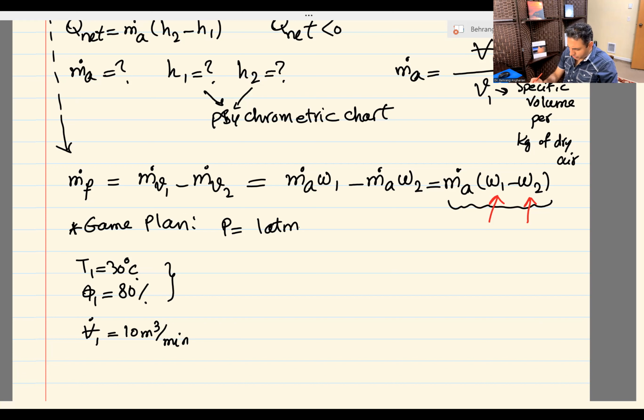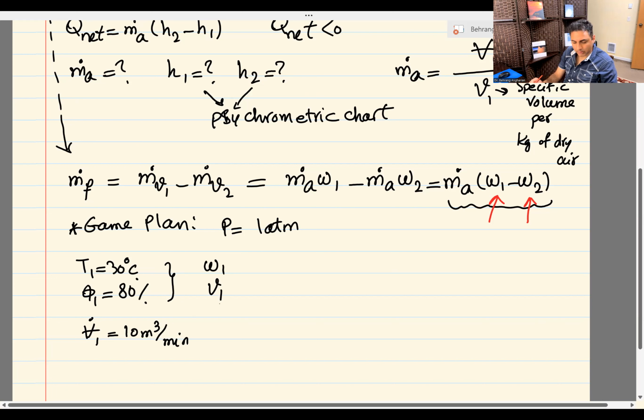Okay, so you go to the psychrometric chart or EES, and what do you need to find? Looks like at the inlet, I need to find omega 1 because I needed it. Okay, what else do I need? I need V1, the specific volume, and I need to find H1. These three I need to find.